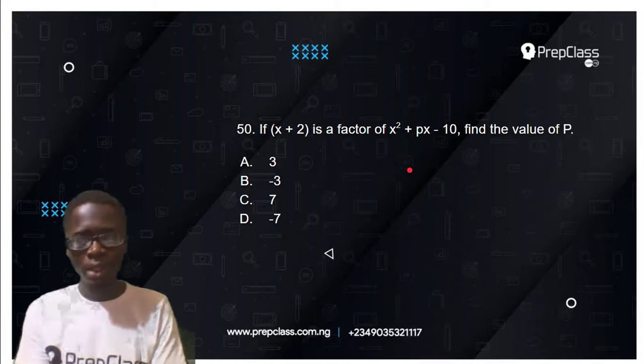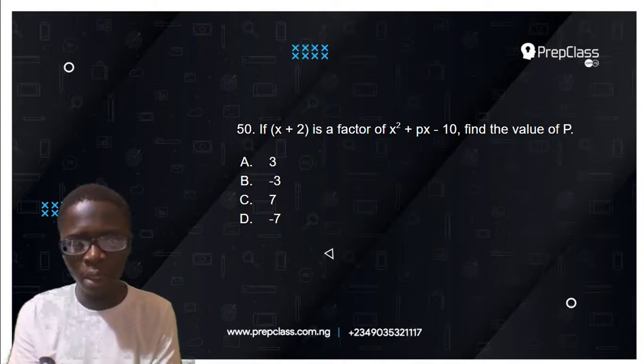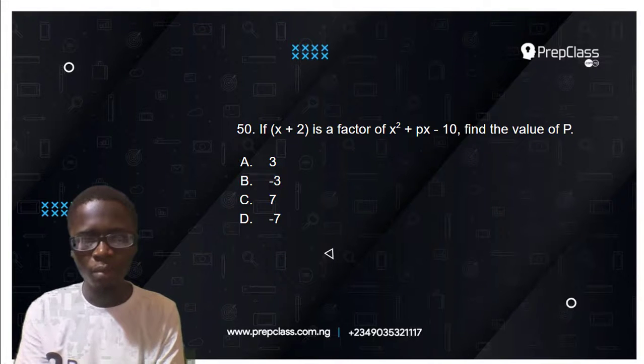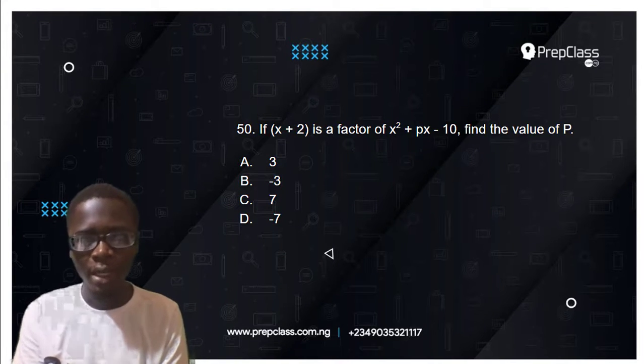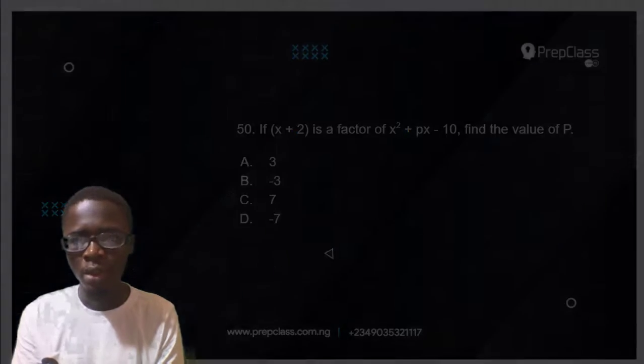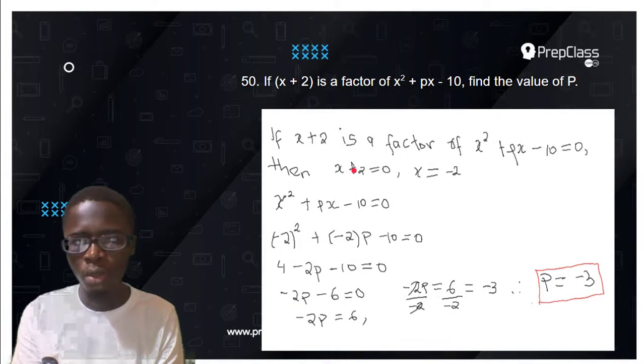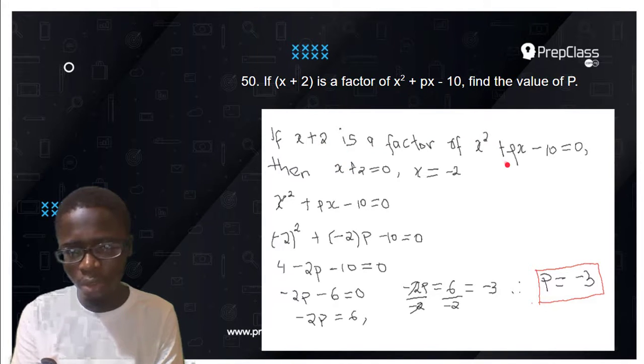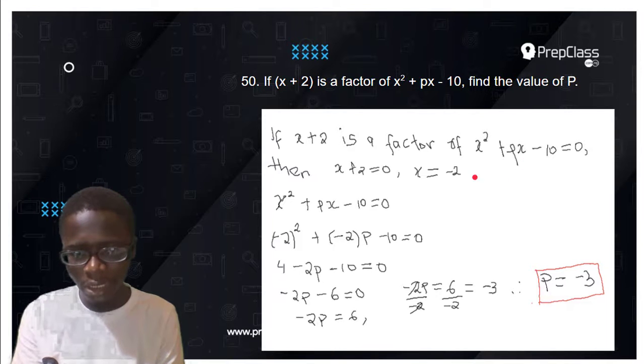So finally, looking at the last question in this particular set, it says if x plus 2 is a factor of x squared plus px minus 10, find the value of p. So this is a remainder theorem question. Don't forget that if x plus 2 is a factor of x squared plus px minus 10, then it simply means that this is equivalent to 0. Yes, from Remainder theorem, the factor will be equivalent to 0.